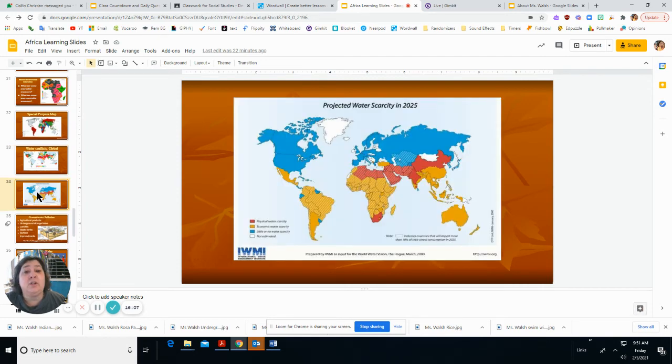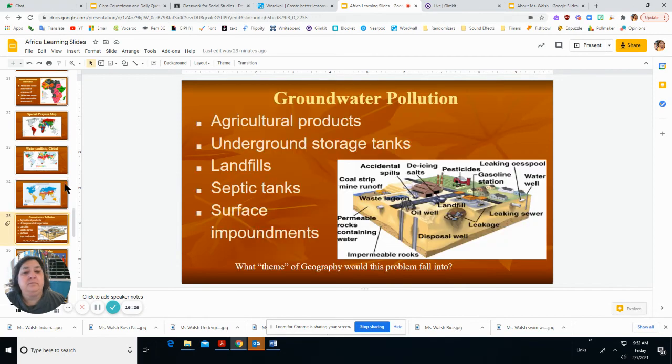Water scarcity means there's not enough water. So there's physical scarcity of water in the red areas and the yellow areas. And when we have enough water, those are blue. Look at our world, right? We're very lucky to live in an area that has access to water. And there's a lot of areas of the world that have a challenge getting to water.